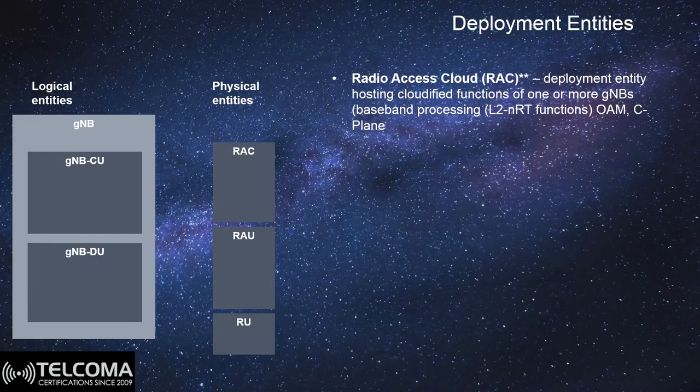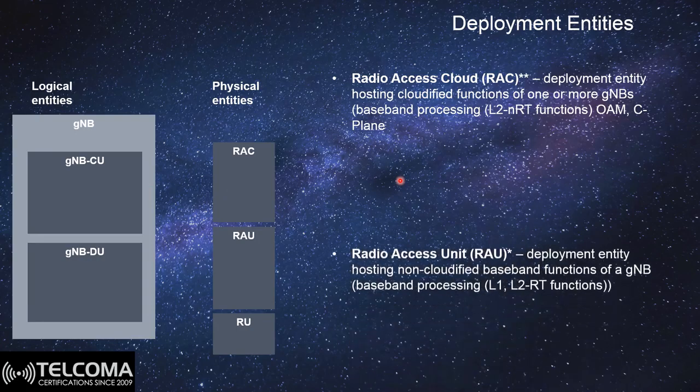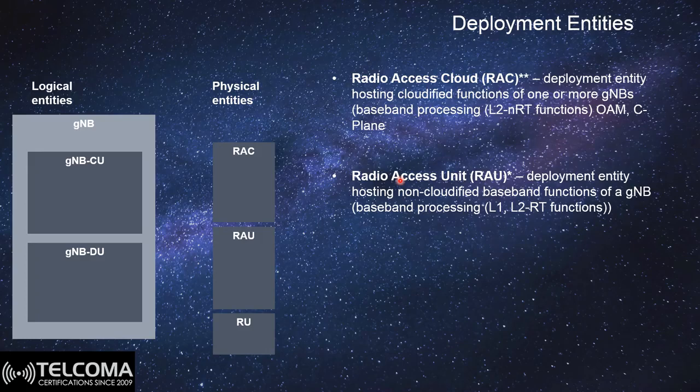The radio access cloud is a deployment entity hosting the cloudified functions, and it will most probably handle the layer 2 and the non-real-time functions, which means the radio access cloud will be more towards cloudification as compared to the distributed unit. The radio access unit will be connected to the central unit, as we will see later on. So the radio access unit will be the deployment entity hosting non-cloudified baseband functions. This means that it will be implemented at the site itself of a GNodeB.